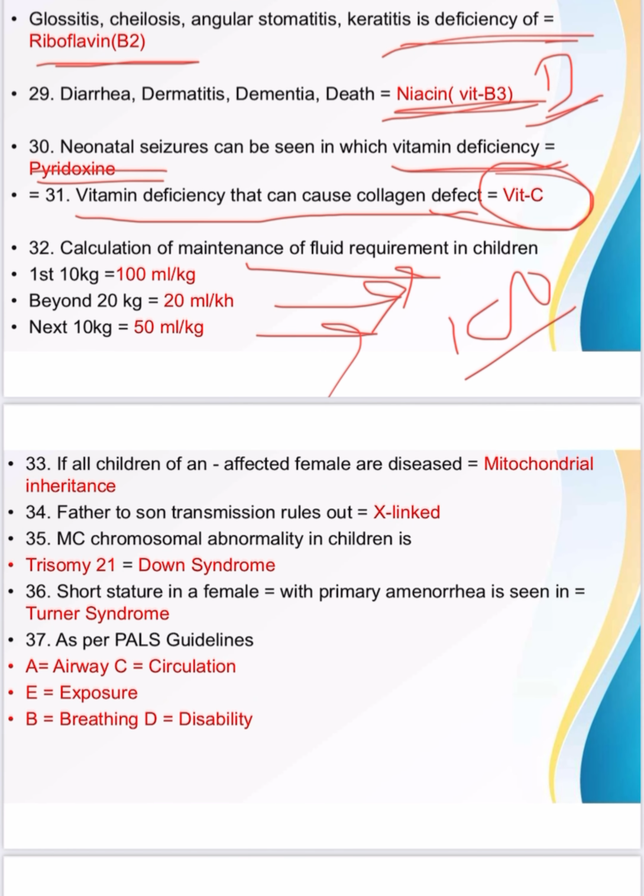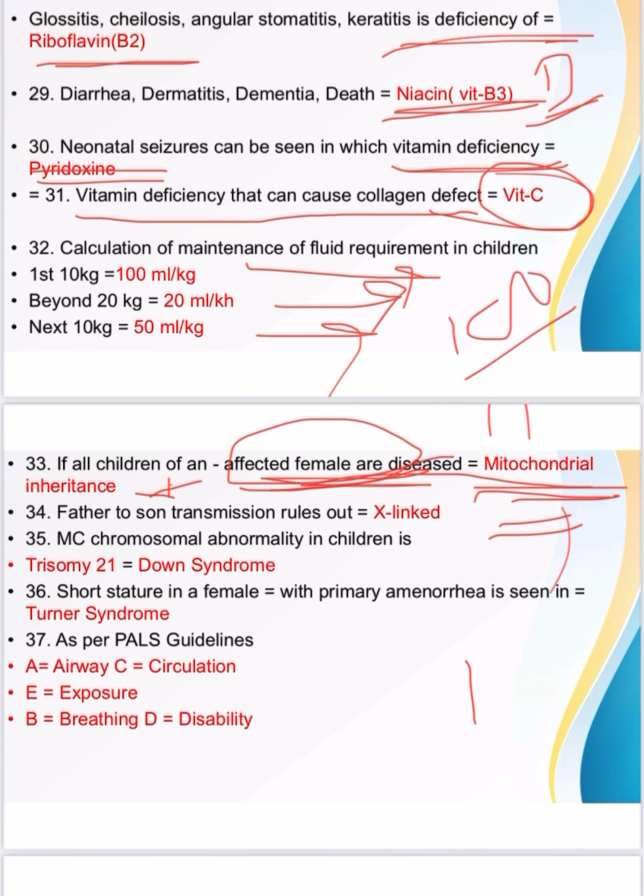Then, if all children of an affected female are diseased, that is mitochondrial inheritance. M for mother, female, so mitochondrial inheritance. Father to son transmission rules out X-linked. If there is father to son transfer of disease, you can rule out the X-linked diseases.